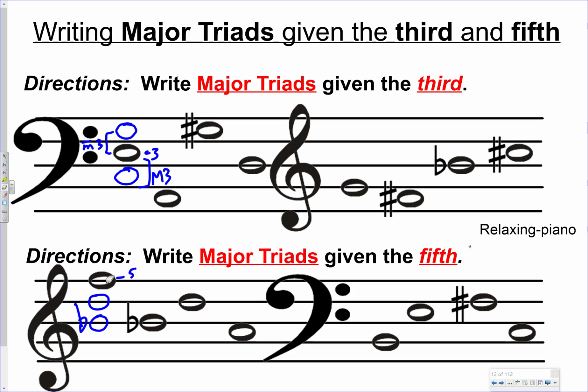The first line deals with given thirds, where you'll have to supply one note above and one note below the given note. The second line consists of the given fifth, where you will have to supply two notes below the given note. Good luck, college.